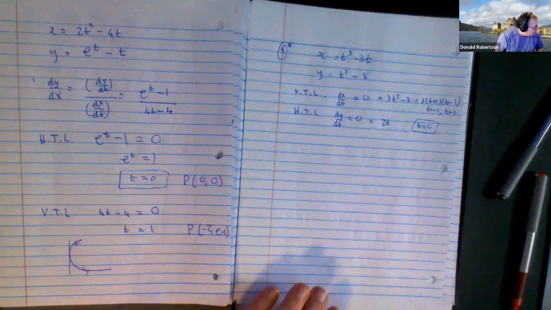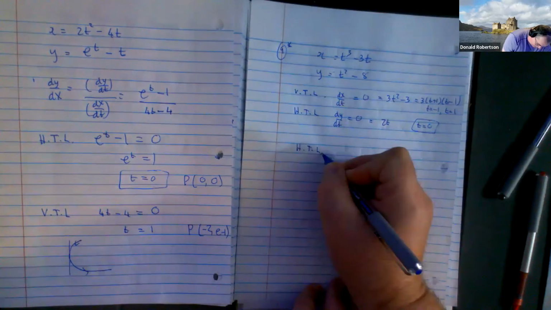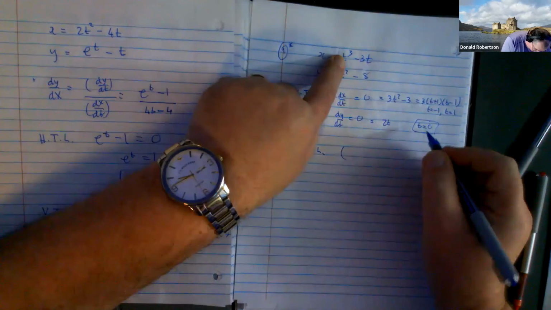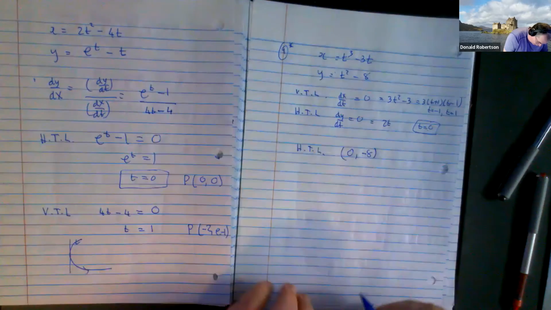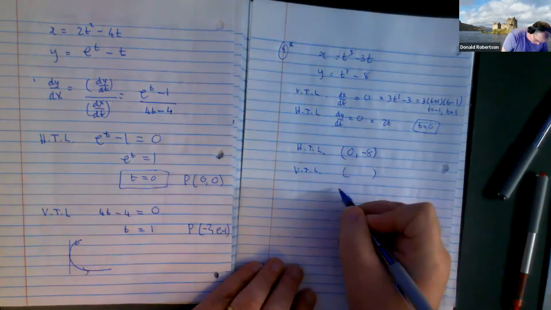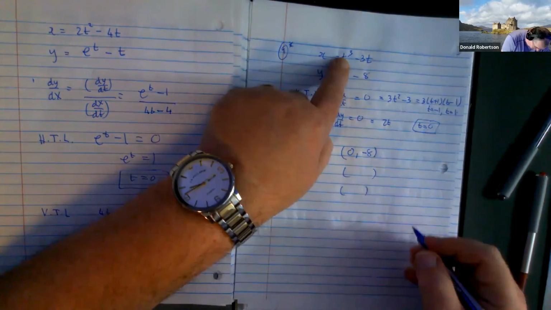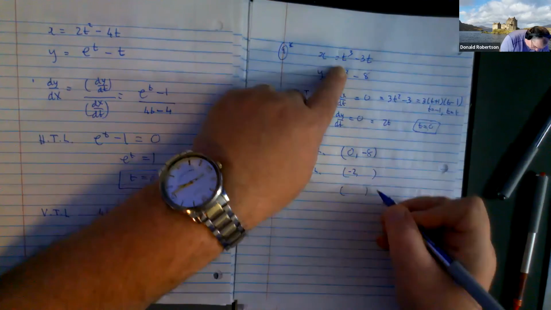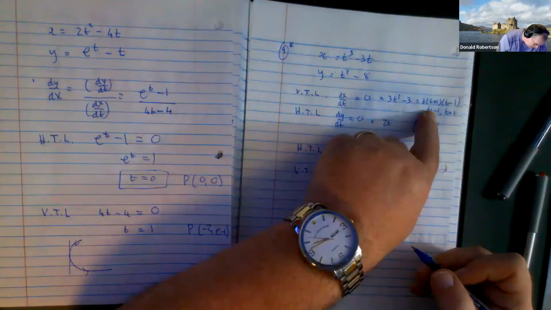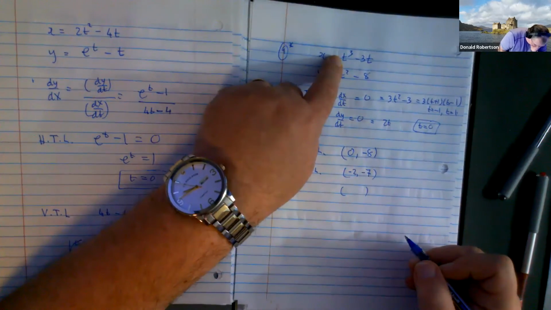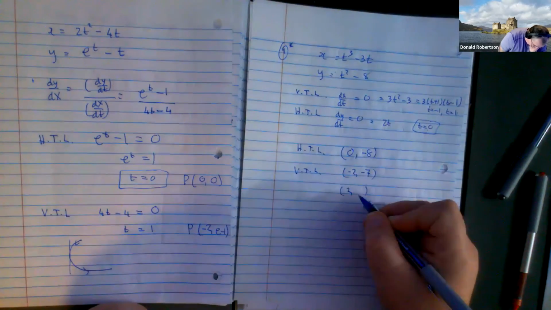Now, you're being asked to find the coordinates of them. Right, so I'll do the horizontal tangent line first. At t equals 0, the x coordinate is nothing and the y coordinate is -8. There are 2 vertical tangent lines, right? One at 1 and one at -1. If you plug in 1, you get 1 take away 3, which is -2, and 1 take away that is -7. And if you plug in -1, you get, good grief, what do you get? You get +2 and -7.